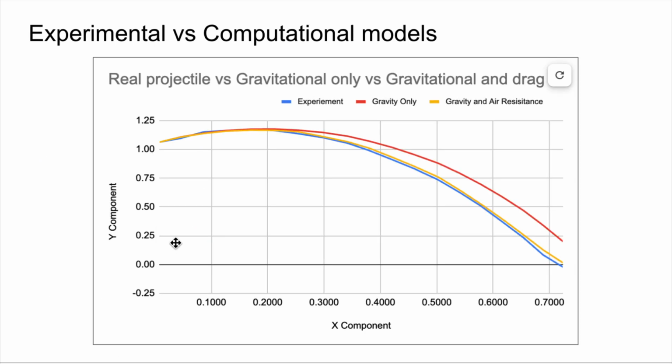Once I graphed all of these, you can see that my experiment and my gravity and air resistance model are very close, very similar, but my gravity-only model is not very similar, just because it's not very realistic. There is air resistance, and the second computational model accounts for that, making the gravity not be as strong.